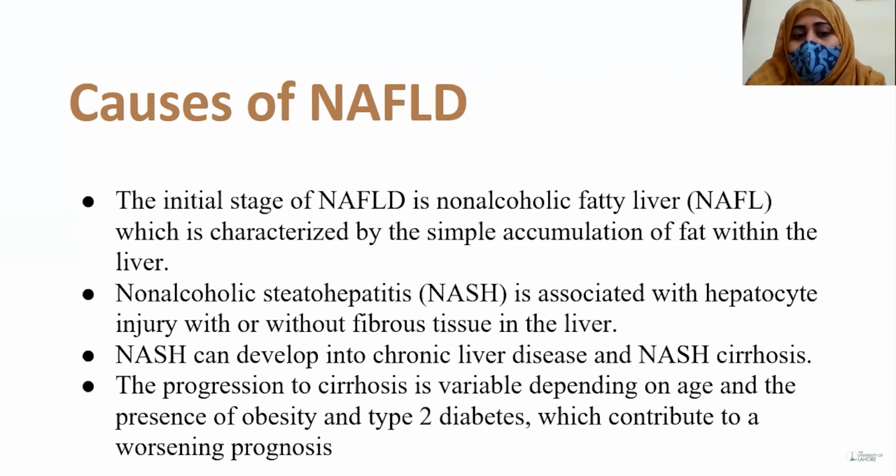It progresses into cirrhosis. Cirrhosis is basically the end stage of liver disease in which almost all of the liver is damaged. Prognosis in cirrhosis is variable depending on age and the presence of obesity and type 2 diabetes, which contribute to a worsening prognosis.